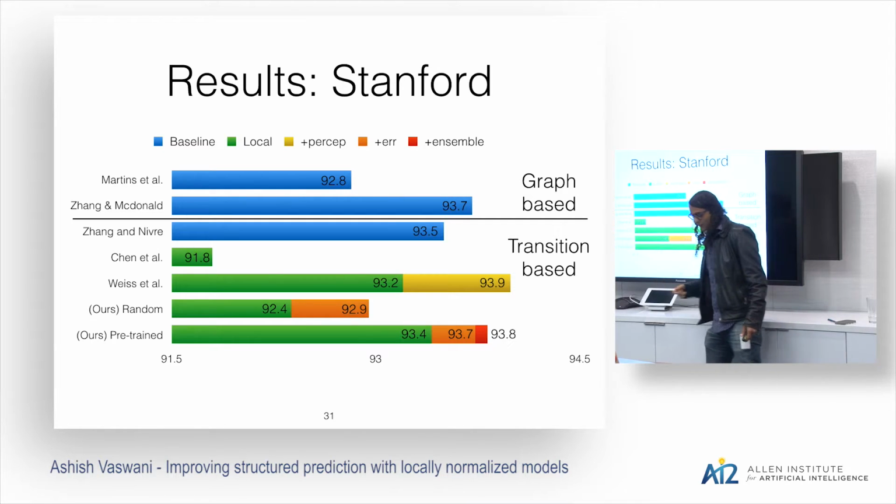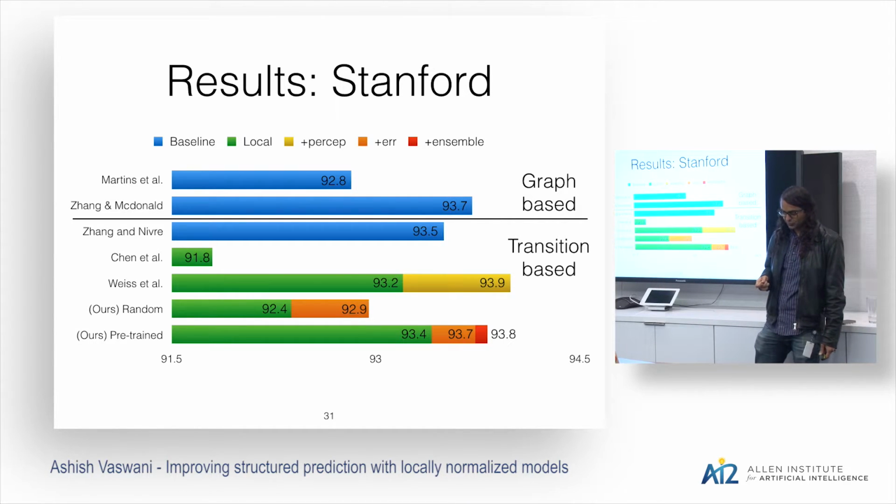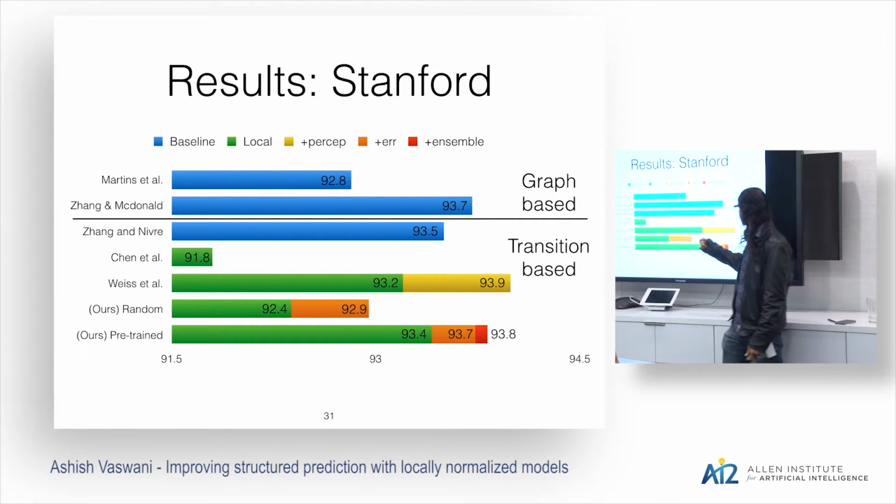Chen et al. were the first to do neural network greedy parsing, and their baseline is 91.8. Weiss et al. last year, their greedy parser gets 93.2. In contrast, our pre-trained baseline parser outperforms Weiss et al.'s parser, and when we add these error states.